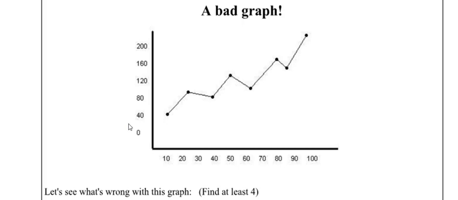I don't have a title. I don't have labeled axes. I don't have units on my axes. And I don't have a straight line. So those are my 4. How did you do?